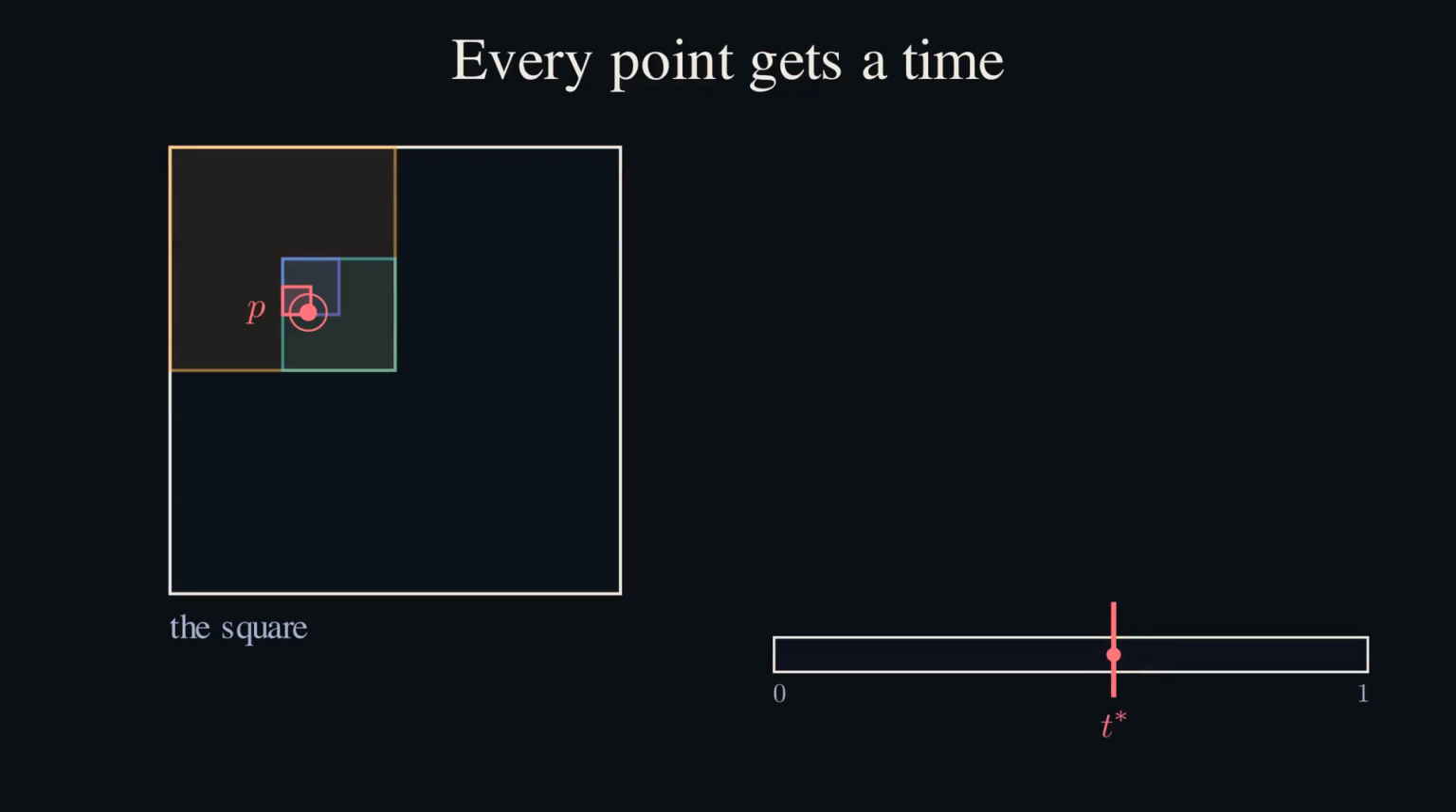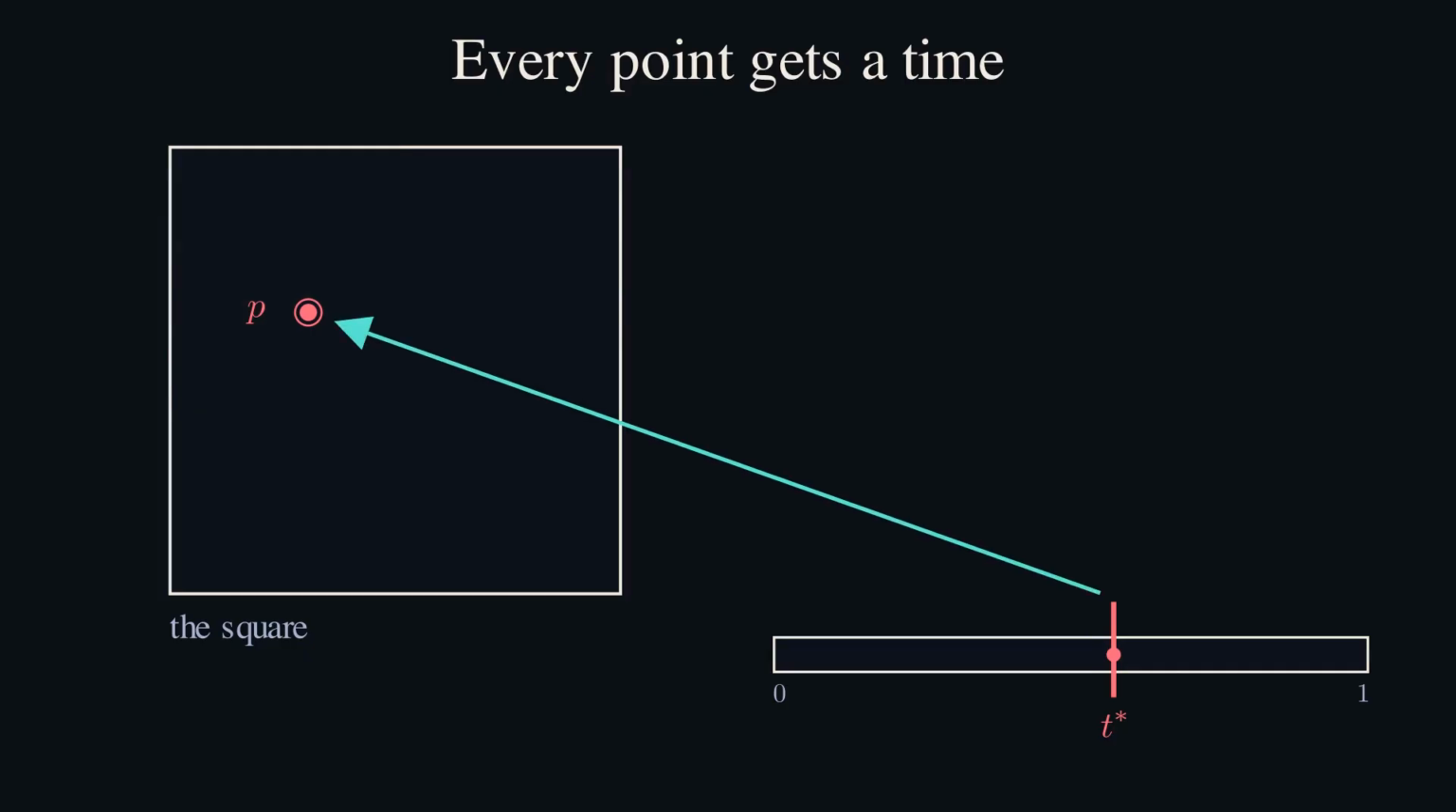There is nowhere else for the curve to land. H of T star equals the target. There it is. That's the piece that gets me. We never hunt through an impossibly tangled finished curve. We take the point's address, digit by digit, and the construction manufactures a time that reaches it.